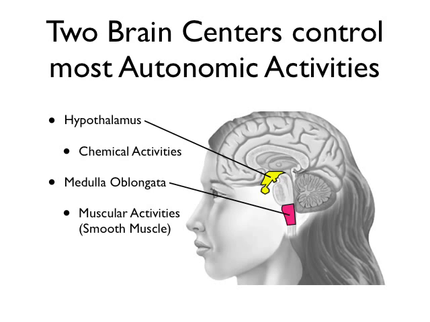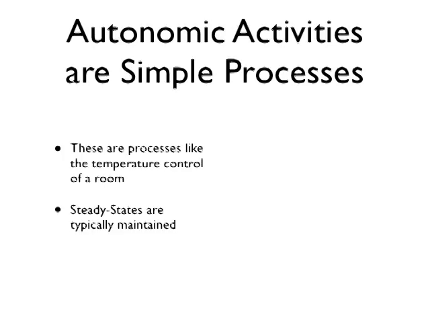Now, all of these autonomic processes are pretty simple. Okay? And one of the ways to conceive of what's going on here is to think that these processes are simple things like maintaining the temperature of the room. A system has been designed and set up to keep the temperature of this room fairly stable. And this is basically what these autonomic activities are trying to do within you.